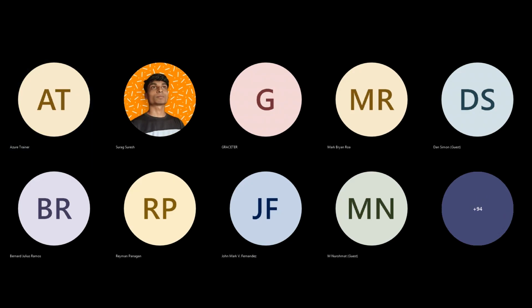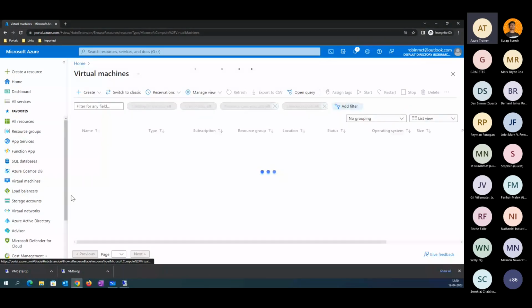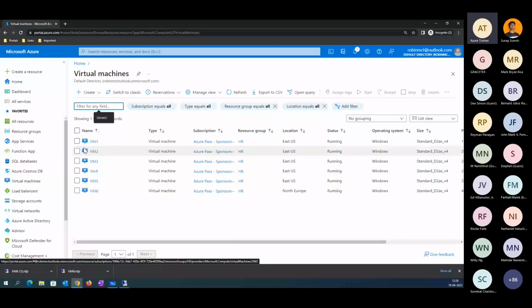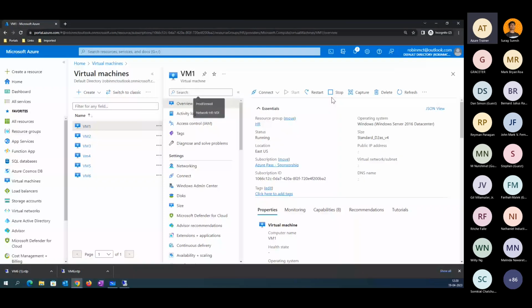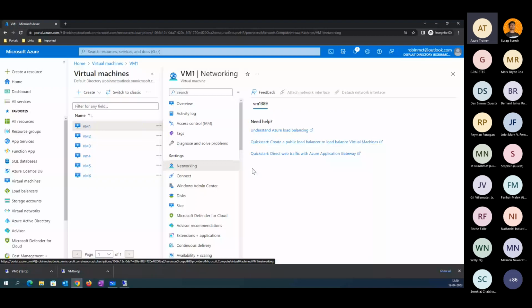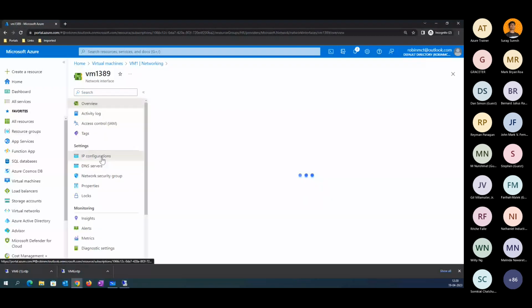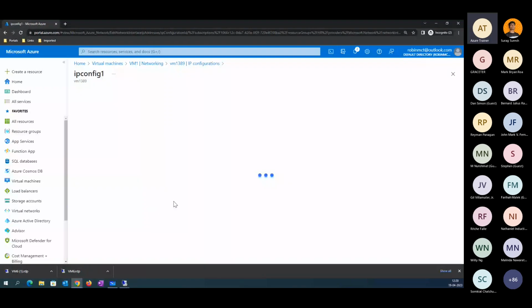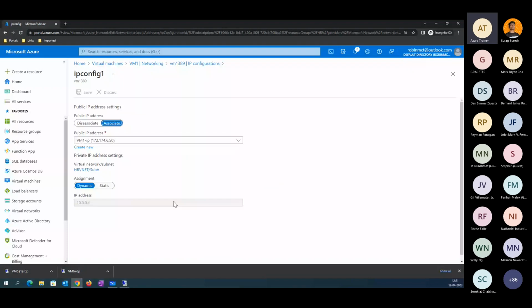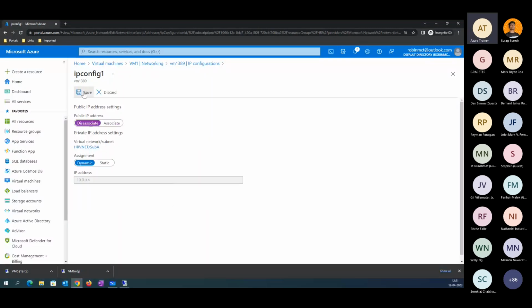Let me take you into the portal. Right now we have a couple of virtual machines here. Let me take the first VM and remove the public IP address. I go to the networking and remove the public IP address here. Disassociate, save.